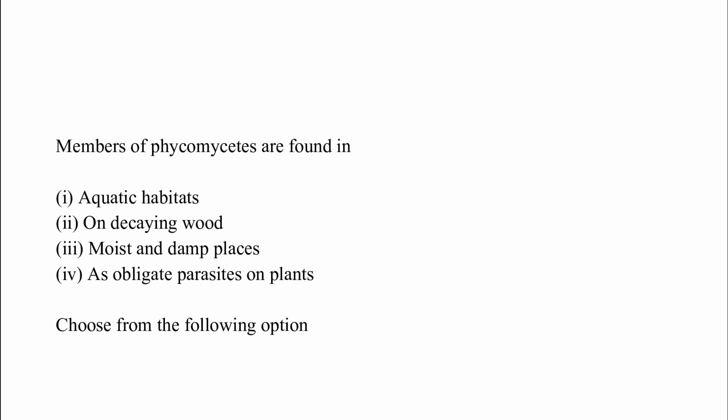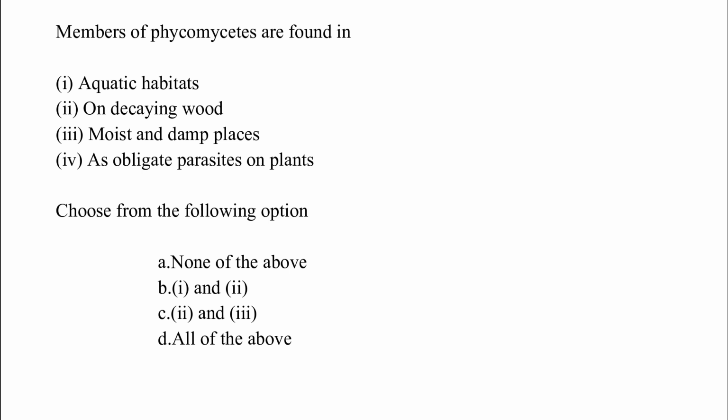Members of phycomycetes are found in I, aquatic habitat, II, on decaying wood, III, moist and damp places, IV, as obligate parasites on plants. Choose from the following options. Option A, none of the above. Option B, I and II. Option C, II and III. Option D, all of the above. The correct answer is option D, which is all of the above.